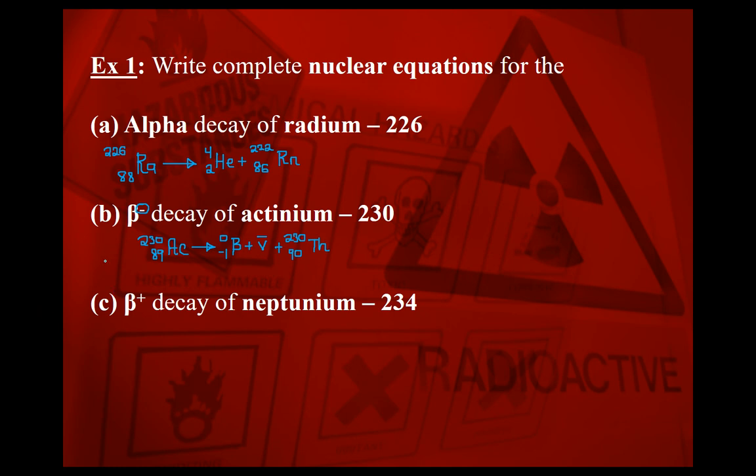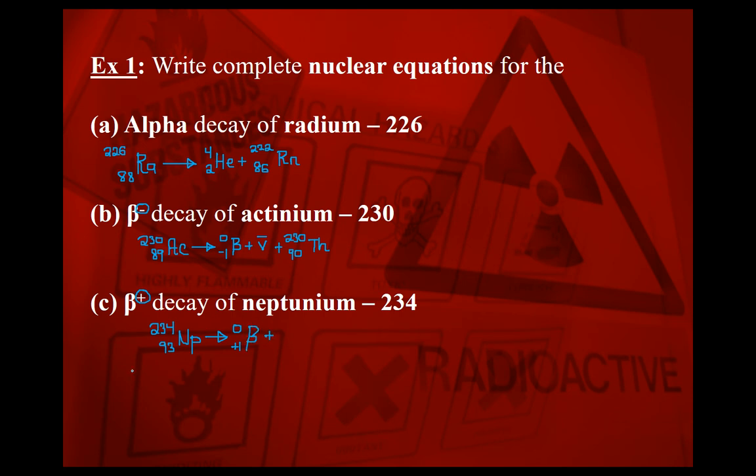Okay, and the final one, the beta plus decay or beta positive decay of neptunium-234. So nucleon number 234. Neptunium has an atomic number of 93. This is going to spontaneously decay. So what does the positive tell me? What kind of electron are we talking about here? The positron. The positron has a nucleon number of 0 because it has no neutrons or protons, but it has a charge of +1. And we can use the symbol beta to represent it.